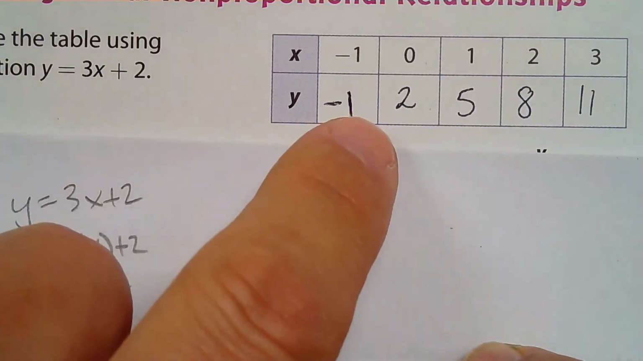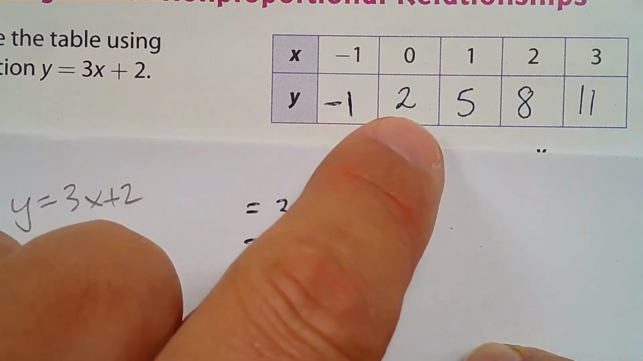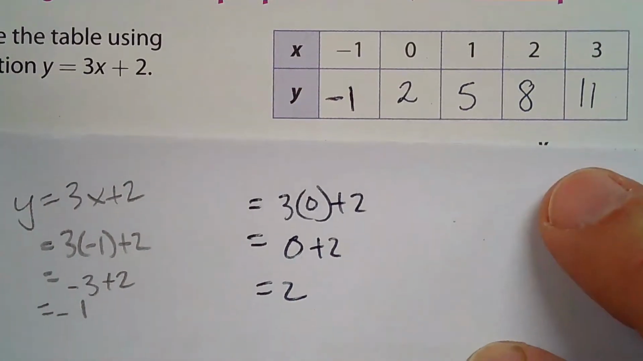Now, one thing to note, just to make sure I have this right, it goes up by 3 as I increase the x's. So this increased by 3, by 3, by 3. That was just an extra check right there.